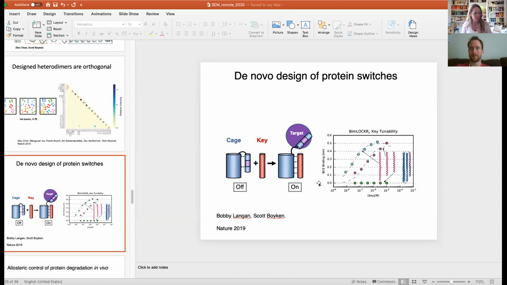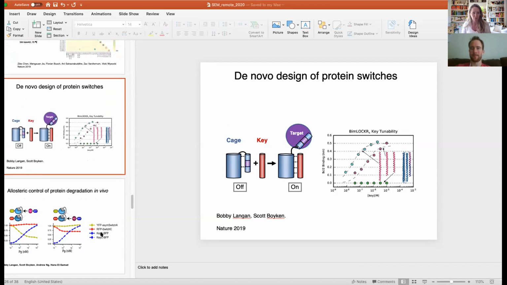For example, this is binding data where we add this cage to a chip that's covered with the target, and there's no binding at all. But if we add the key, then this latch comes out and we get this dramatic activation of binding.